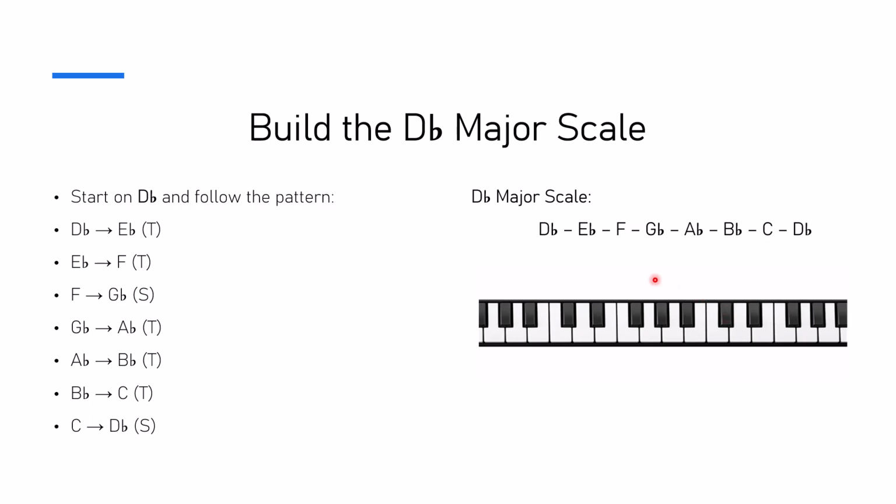Last time I told you that it is a collection of 5 flats. If you count now, you see that we have 5 flats here: 1, 2, 3, 4, 5. So D flat is a collection of 5 flats.